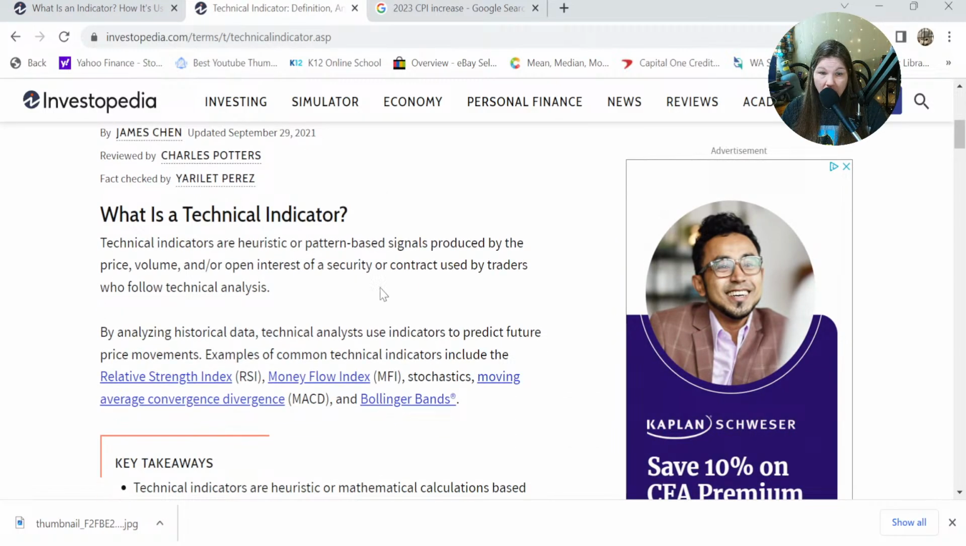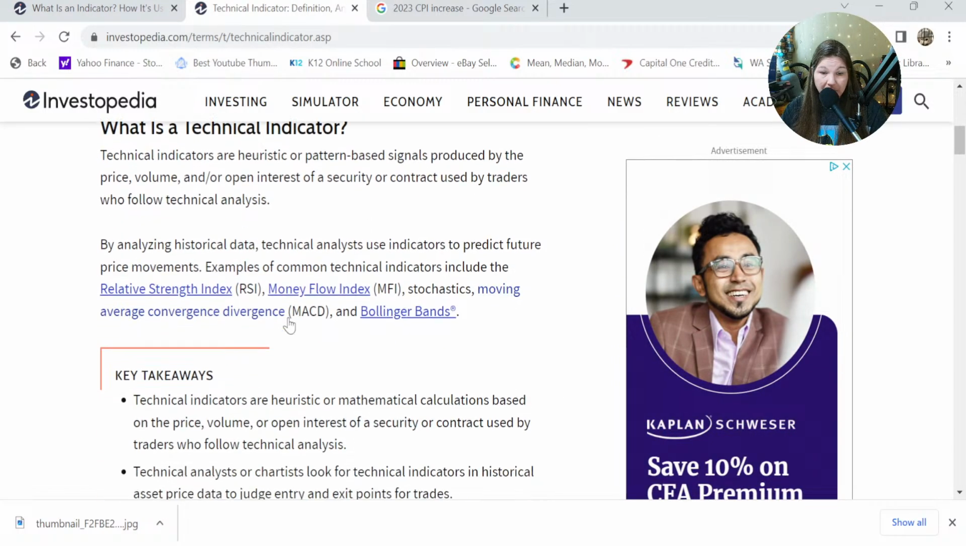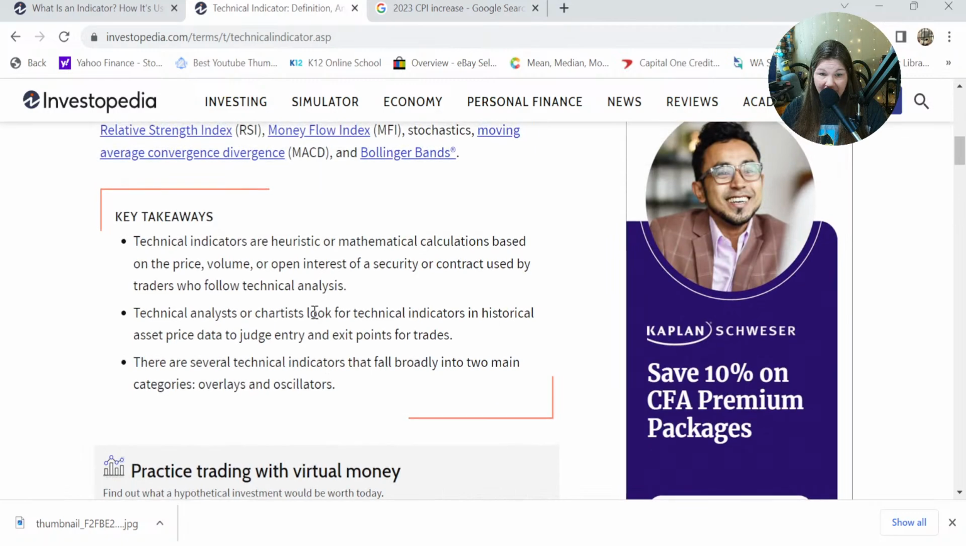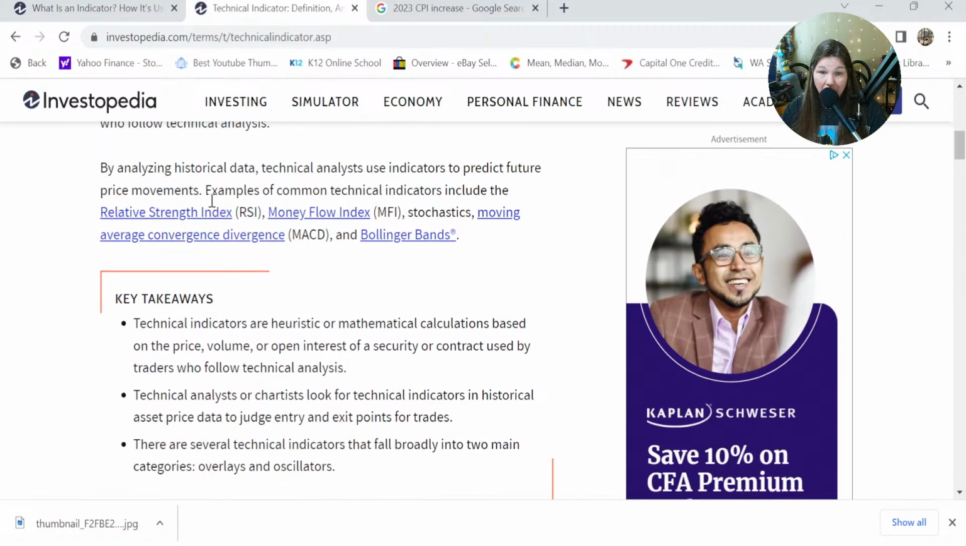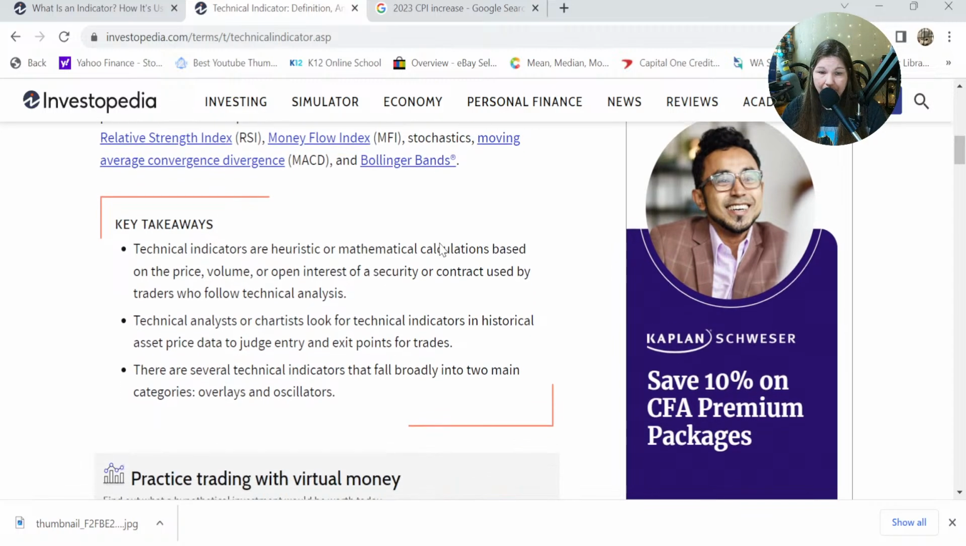That's what we were just talking about. We're going to go in a little bit deeper and just look at the takeaways. So technical indicators, and we just looked at indicators. So now we're looking specifically at technical ones. Like relative strength that we just read about, money flow, stochastics, moving average convergence divergence, the MACD, and Bollinger Bands. And we haven't talked about Bollinger Bands yet.